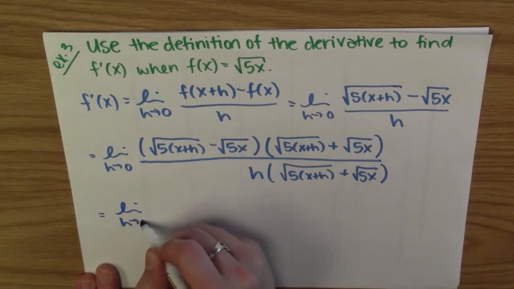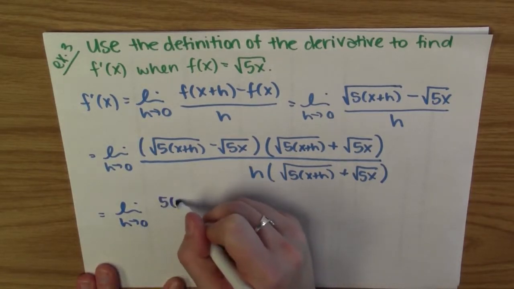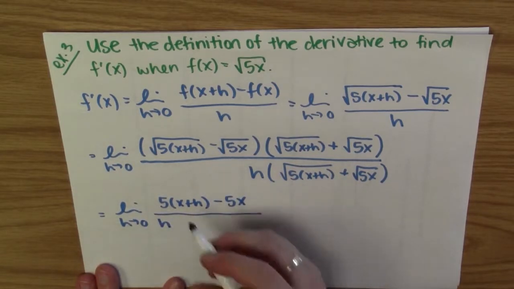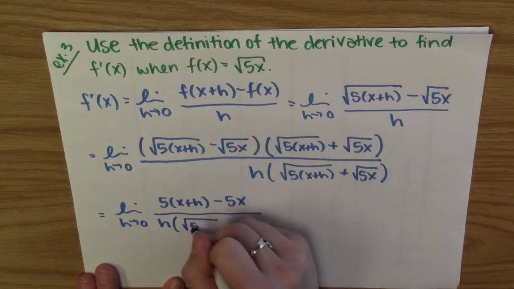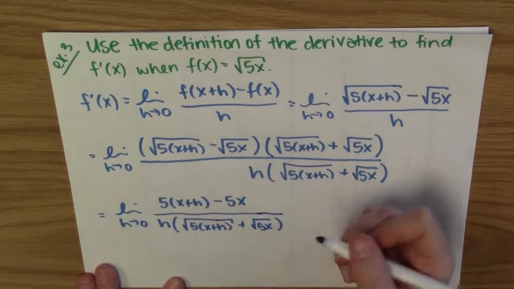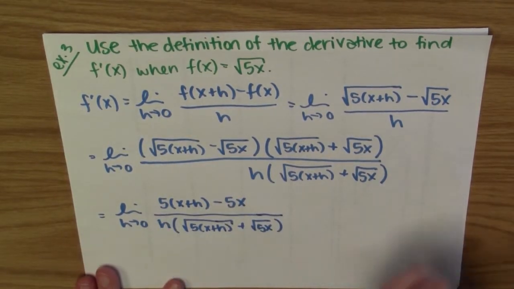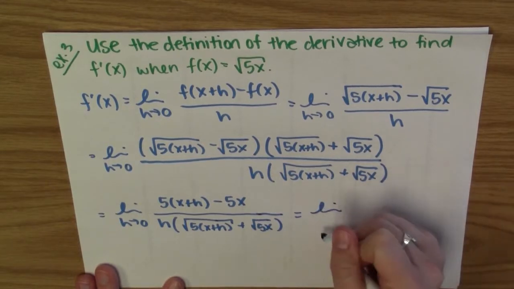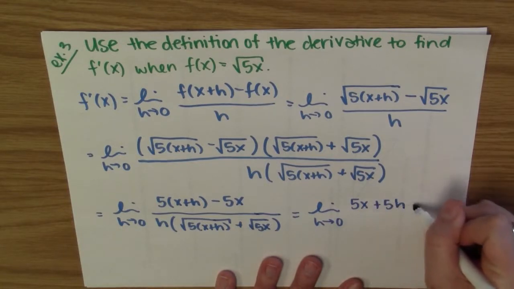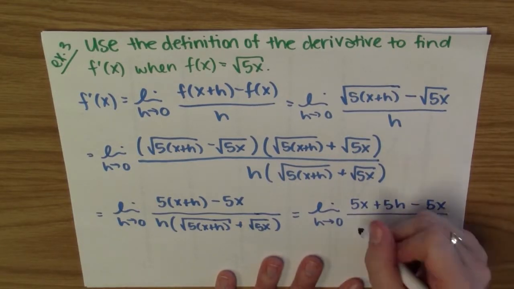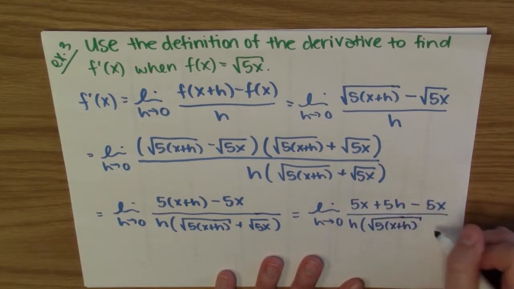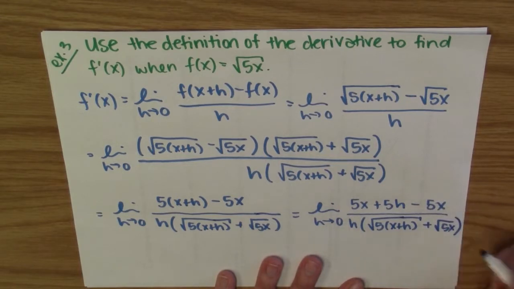The limit as h approaches 0 of 5 times x plus h minus 5x over the same denominator, h times the square root of 5x plus h plus the square root of 5x. Let's distribute this 5 in the numerator and see what we get. It says the limit as h approaches 0 of 5x plus 5h minus 5x over the same denominator, h times the square root of 5x plus h plus the square root of 5x.